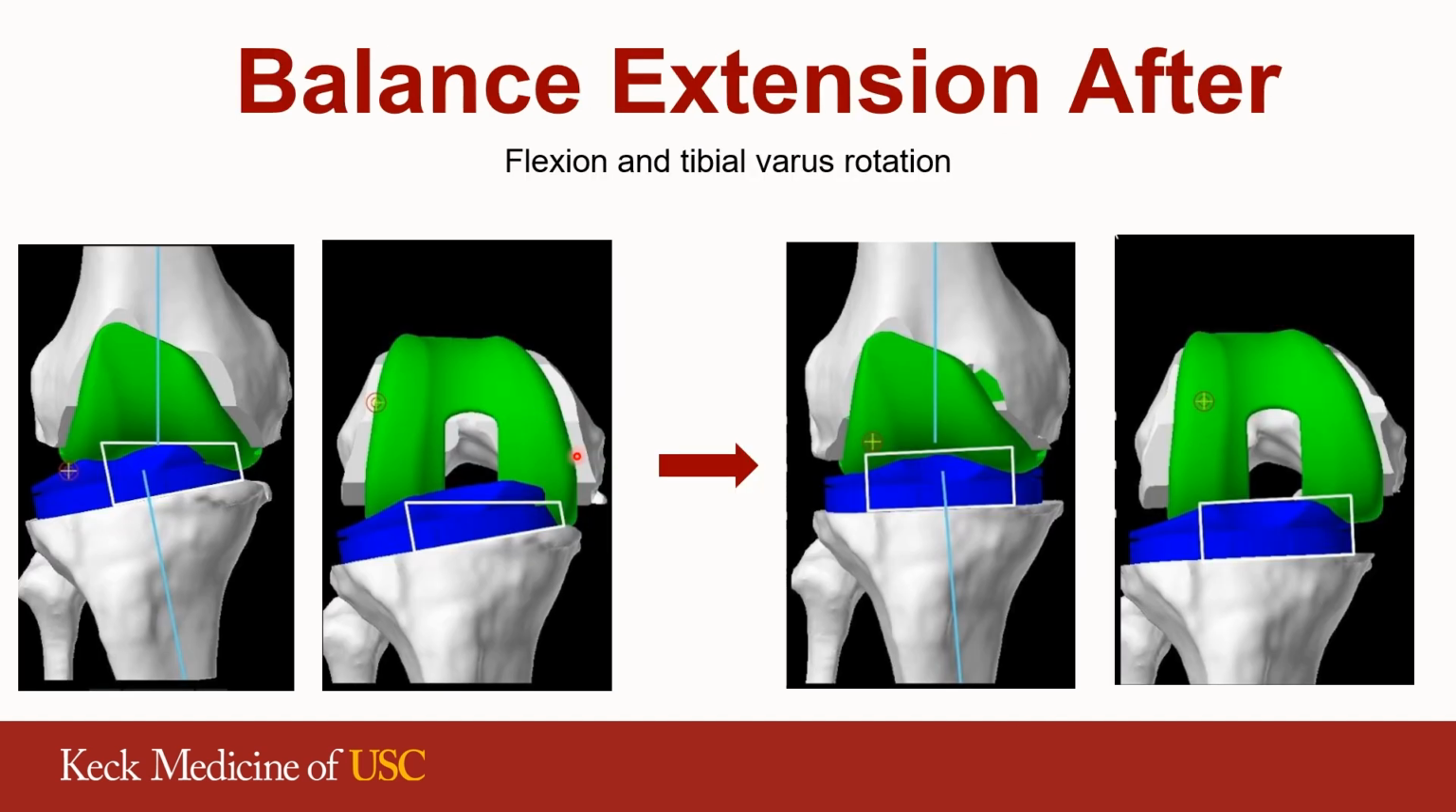Extension always comes after balancing flexion. So we started out with 2 unequal gaps, we balanced flexion, and then our second set of moves will be to make small changes on the femoral side in order to balance the extension gap so that it too is rectangular.